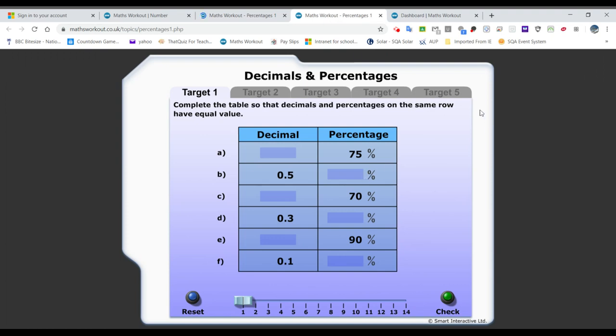And you'll find that target one has decimals and percentages. So what would that be as a decimal? If it's 75%, it will be 0.75. Be careful with the 0.5. Remember, it should have two decimal places. That's a half, so it should be 50% and so forth. Remember, you can check as you go.